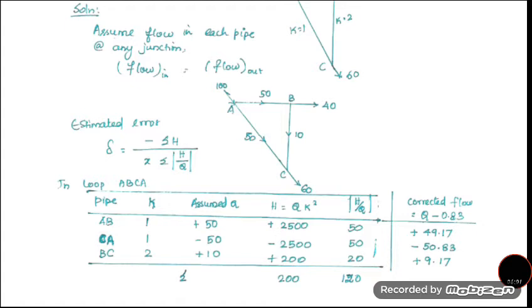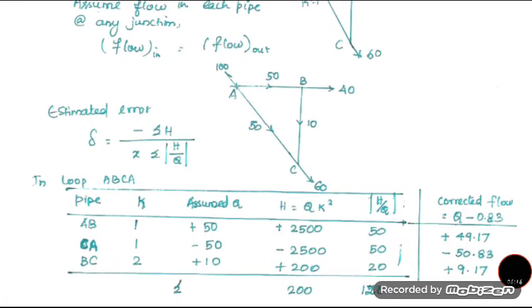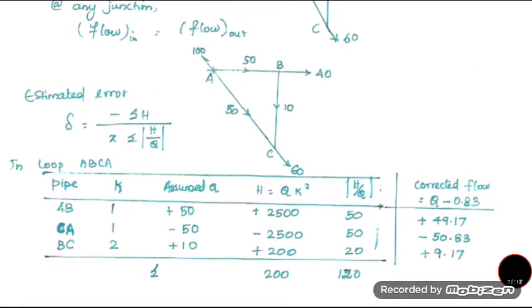The estimated error is calculated using the summation of head loss divided by the summation of H by Q. Here the tabulation shows the K value and Q value for the pipes involved in the loop ABCA.